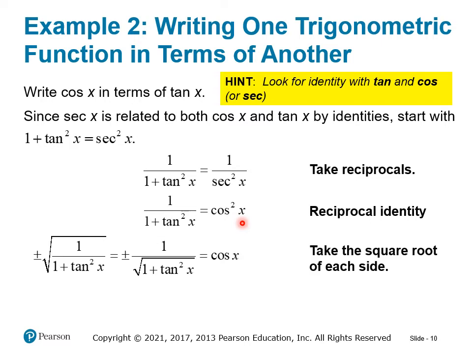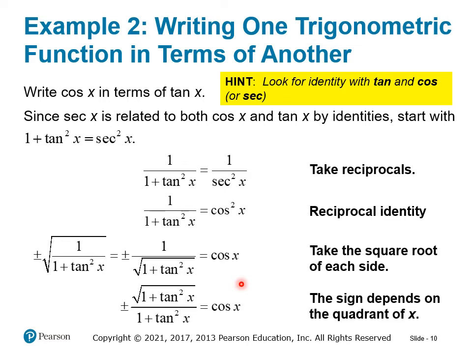Okay, if we do this, we get plus or minus the square root of 1 over 1 plus tangent squared x. Of course, if we take the square root of the numerator and the square root of the denominator, we get what you see here, plus or minus 1 over the square root of 1 plus tangent squared x. And then, of course, we rationalize square roots so that they're not in the denominator, and this is our final answer, noting that we do leave the plus or minus there because the sign is going to depend upon what quadrant x is in.